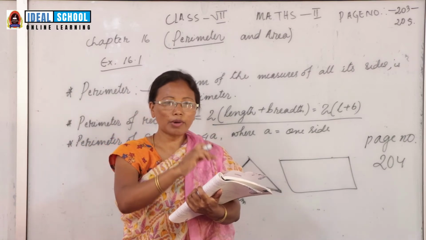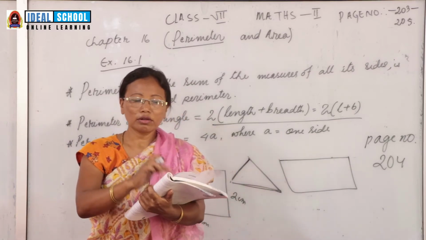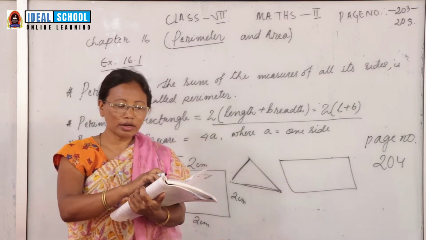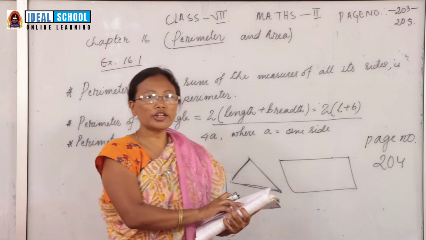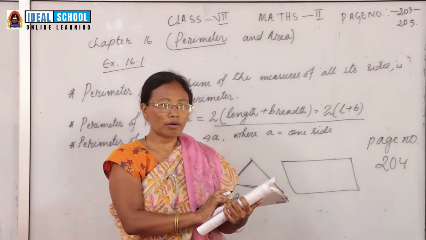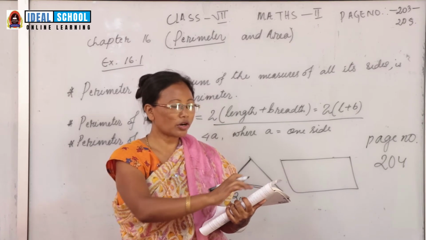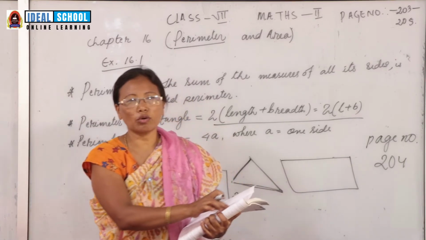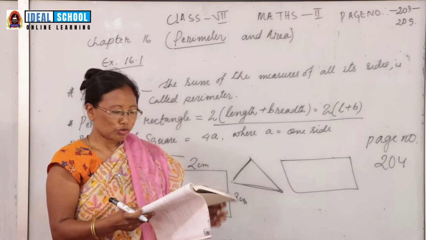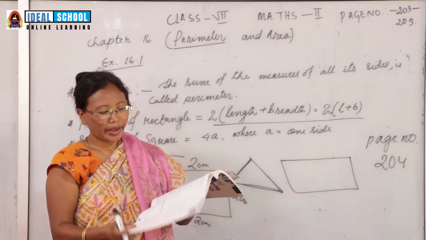Number 1, equilateral triangle. The perimeter is already given here. Number 2, isosceles triangle. Number 3, scalene triangle. Number 4, rhombus. Number 5, parallelogram. For these 5 figures, the perimeter is already given. All this you also need to learn by heart, my dear students. Now let's do the exercise.